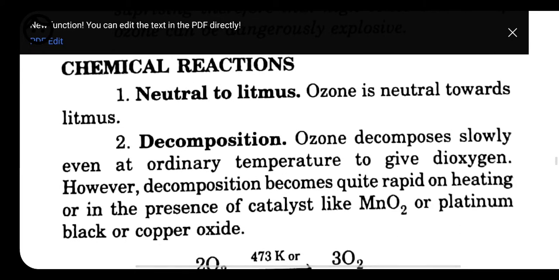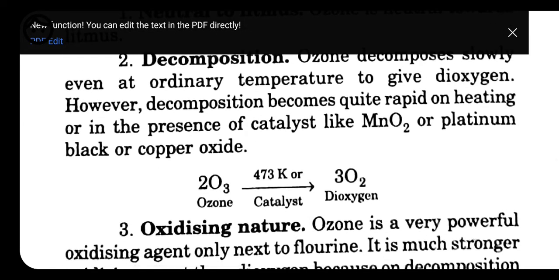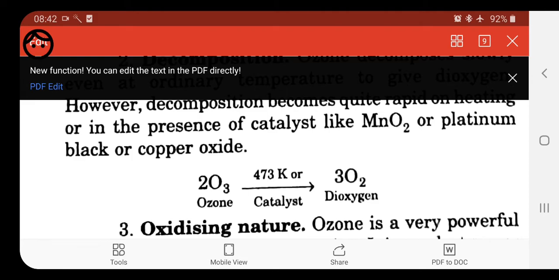Now we have chemical reactions of ozone. Whenever we pass ozone gas over litmus paper, it shows neutral, meaning it is neutral to litmus. Now decomposition: ozone decomposes slowly even at room temperature. That's why whenever we are preparing it, we have to pass a silent electric current, because it can decompose very rapidly. On increasing the temperature, it can decompose very easily, or in the presence of a catalyst also it can decompose, like manganese dioxide or platinum used as a catalyst. See, here we have the decomposition. O3 gets converted into O2.